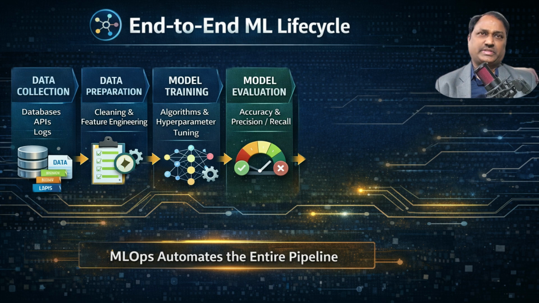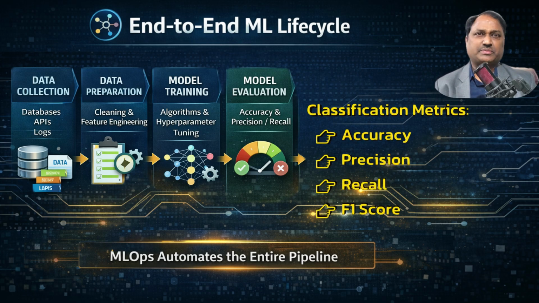So next step is model evaluation. Once trained, we must evaluate the model. Model performance is evaluated using classification and regression metrics. Classification, under these metrics, accuracy, the percentage of correct predictions out of all predictions made. Precision, the proportion of correctly predicted positive cases out of all predicted positives. Recall, the proportion of actual positive cases correctly identified by the model. F1 score, a balanced measure that combines precision and recall into a single score.